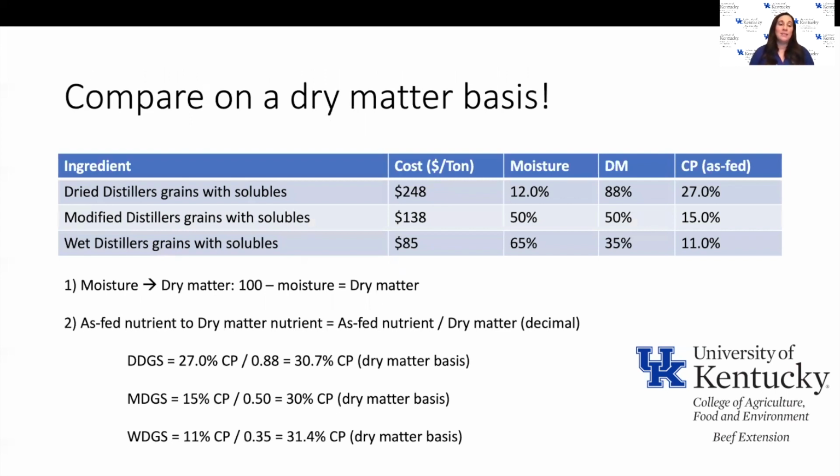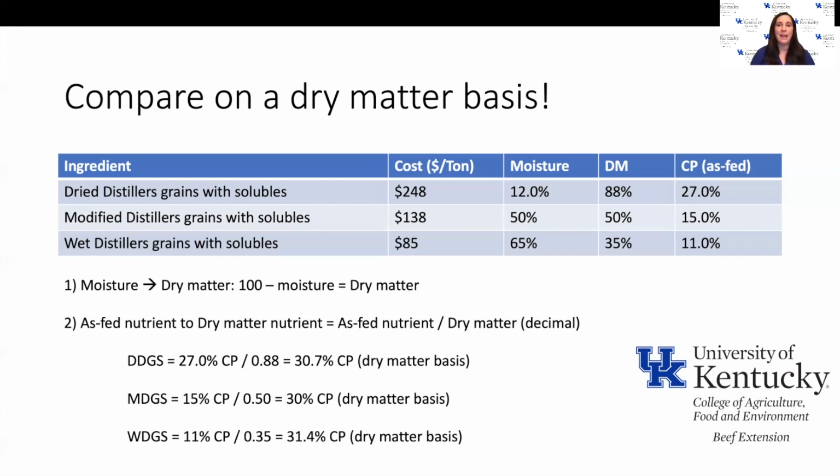Okay, so in this example, we're going to be comparing dried distillers to a modified distillers to a wet distillers grain. I was given the cost on a price per ton, and I was given the moisture value. So I was able to calculate the dry matter by taking 100 minus the moisture, and that gave us our dry matter value that you see up in that table. I was also given the crude protein values on an as-fed or an as-received basis. So now that I have that number and I know the dry matter, I can calculate the crude protein content on a dry matter basis.